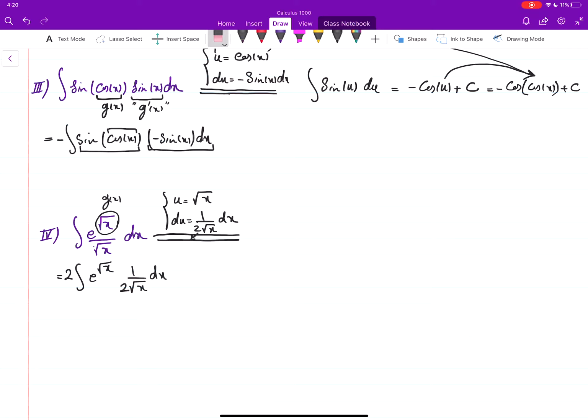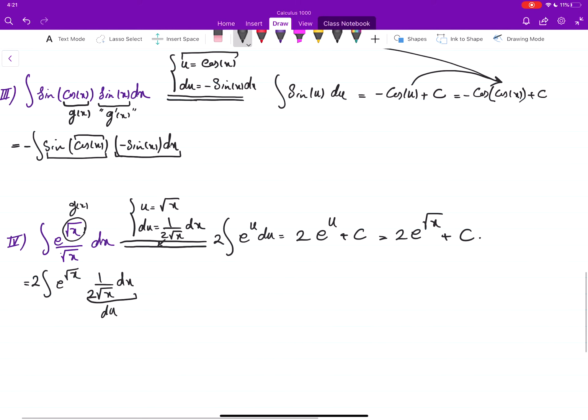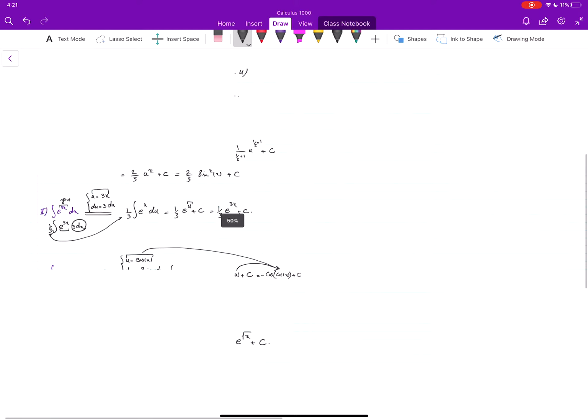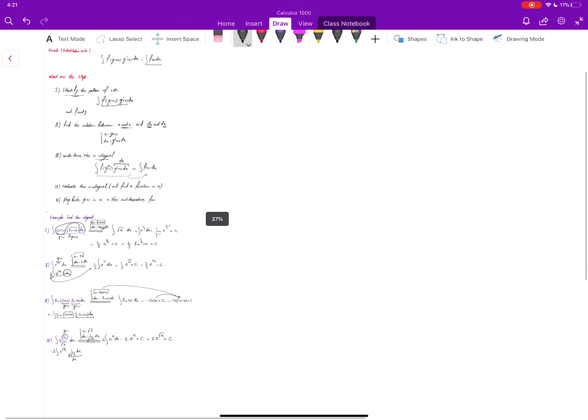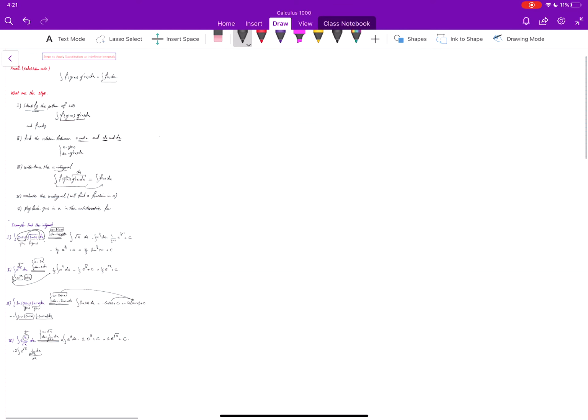From here, now we do the substitution. 2 comes with us. E to the power u, this guy is du. Antiderivative of e to the power u is e to the power u. And put back in u, which is root x, and that is what we have. So you have to follow these steps and make sure that you complete all of them and find the value of the integral.